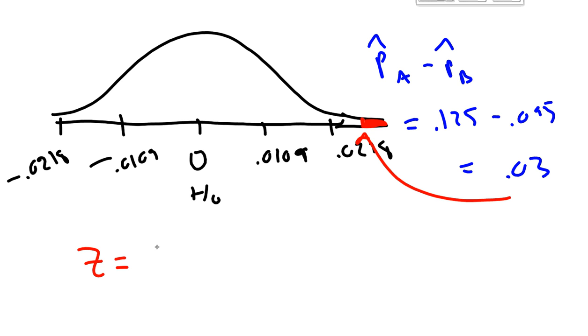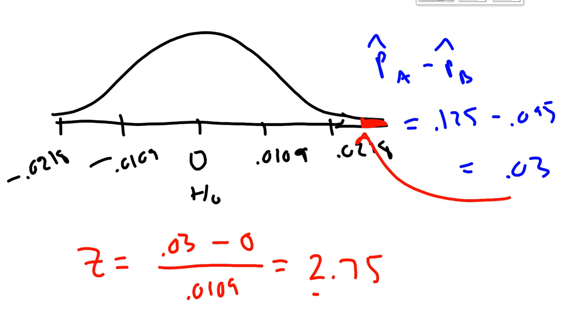So z is going to be 0.03 minus H0 of 0 over the standard deviation of 0.0109. So if we do a little dividing there, 0.03 divided by 0.0109, we end up getting the following, 2.75. So we are 2.75 standard deviations above the mean.